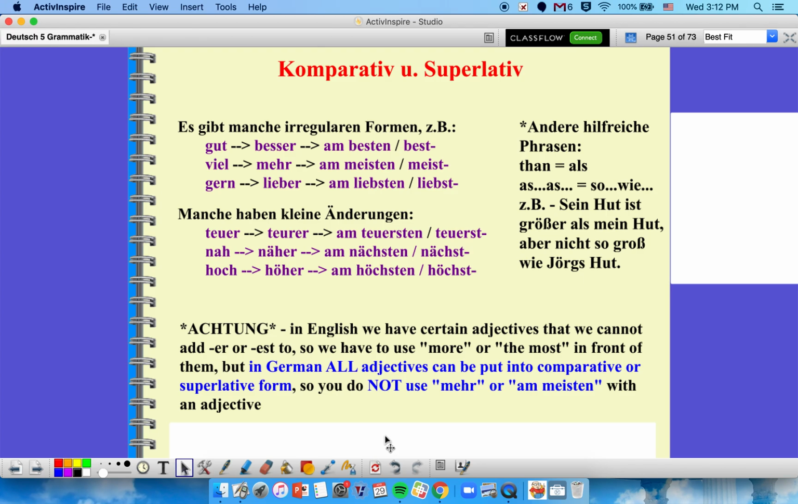And another little side note here, Achtung, whereas in English, sometimes we can't just add ER or EST and we have to say more or the most. In German, that never is the case. You can always, for all adjectives, add the ER or the ST or STEN to it to put it in the comparative or superlative forms. So for that reason, you don't ever use mehr or am meisten with an adjective.